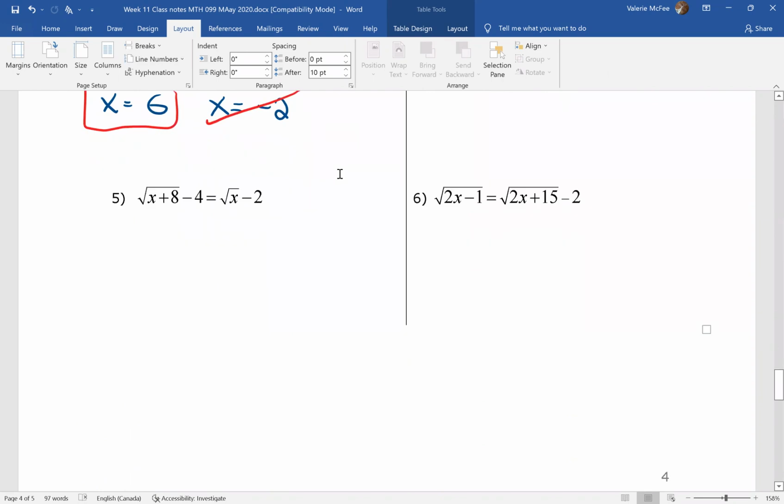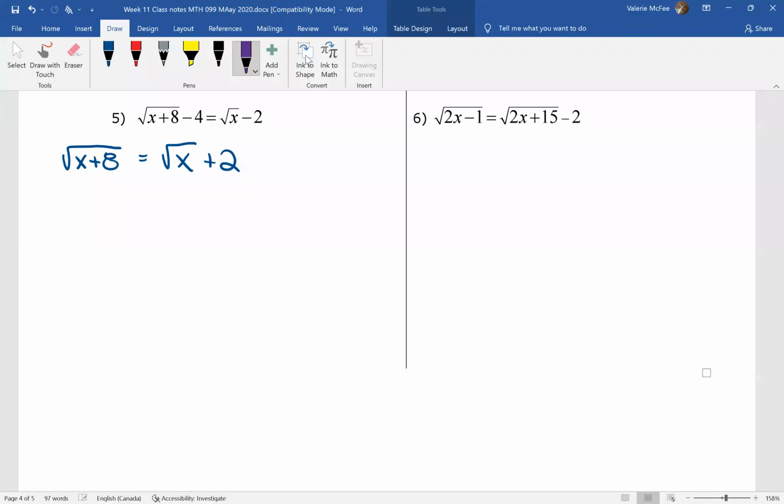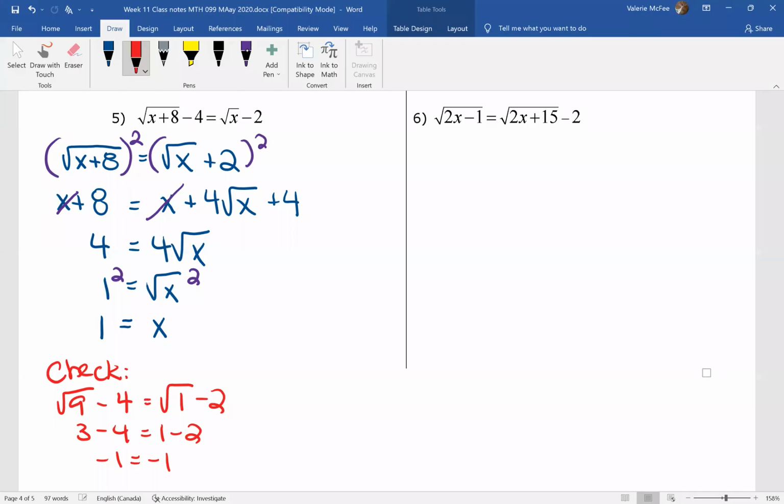Why don't you go ahead and try solving question 5? You isolated the complicated radical, and now you can square both sides. You want to isolate your radical again, and then square both sides again. You should have found that x equals 1, and when you checked your answer, you got a true equation, so x equals 1 is our solution.